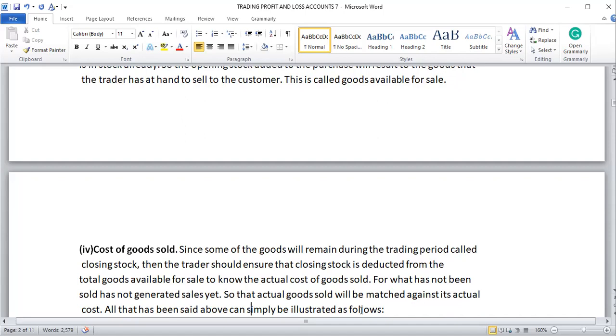What I mean is that when goods have not been sold, they cannot generate an income. So if you want to know the actual cost of goods sold, then we take our total goods available for sale, which is the purchases added to the opening stock. Then we deduct whatever goods remain so that we know the actual cost of goods that has been sold and has generated that particular income.